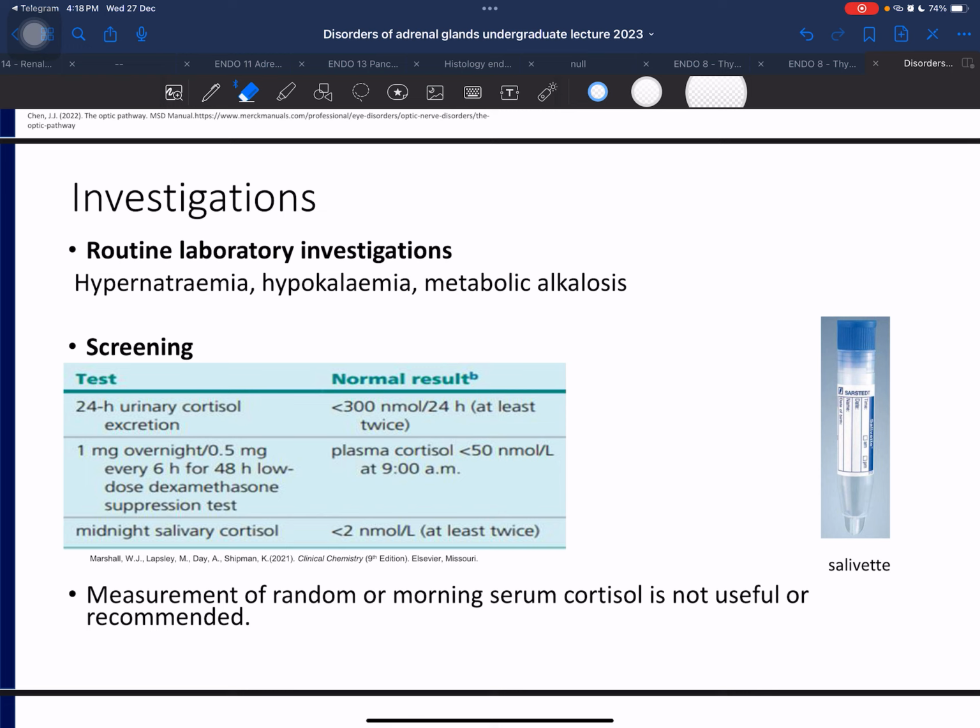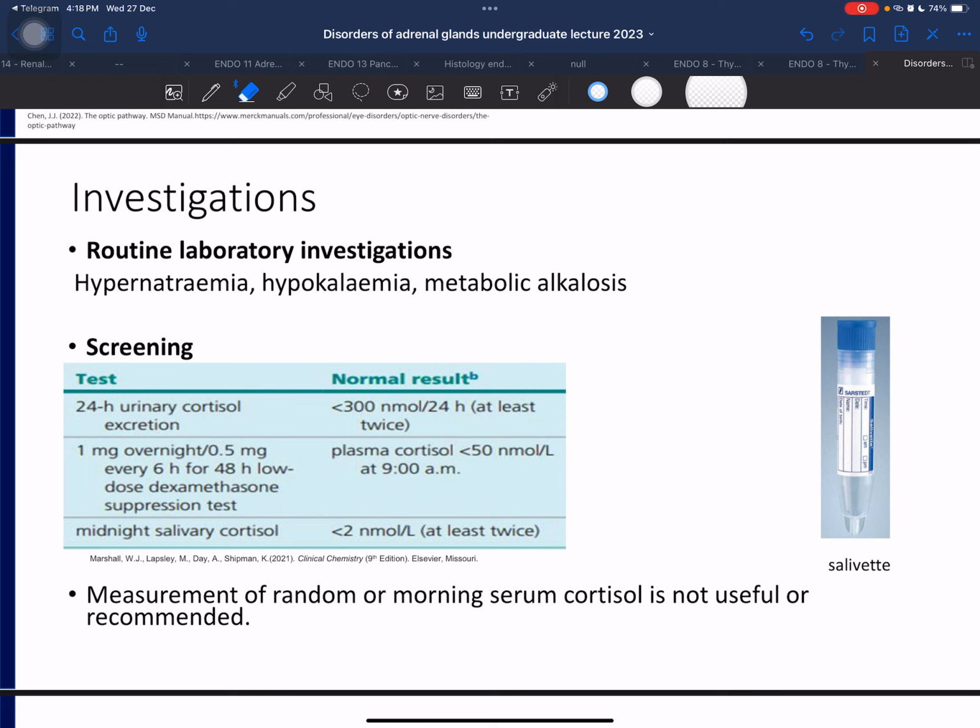Number two is, for example, 24-hour urinary excretion requires a patient to bring back a 24-hour urine container and collect all the urine that is voided within 24 hours. It's actually quite cumbersome, so some clinicians do not prefer to do that. A lot of factors will influence which test to be used. But either way, these 3 tests are screening tests. You can do either one. Random or morning serum cortisol is not useful or recommended. Random one is not useful.